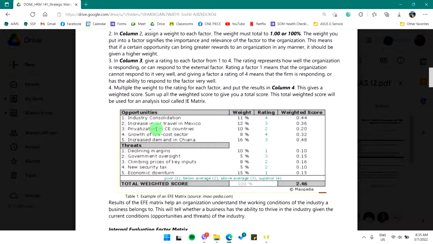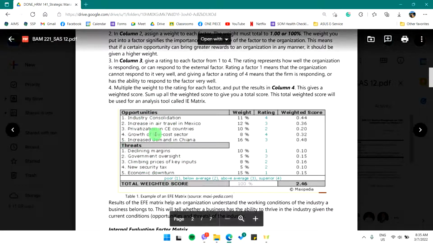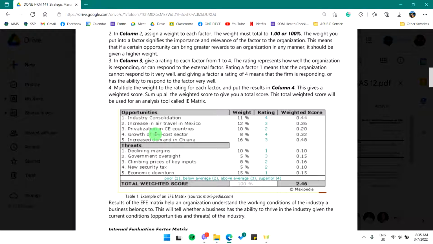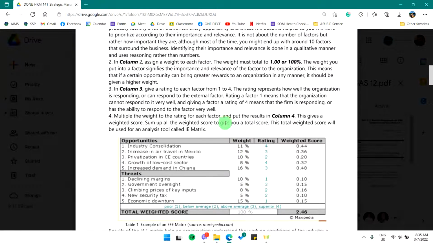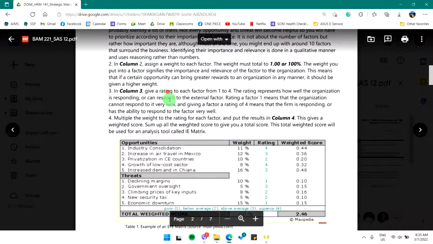So once we identify the opportunities and threats, pipiliin natin ngayon doon kung ano yung mga key factors na tingin natin makakapag-contribute ng malaki o makaka-apekto ng malaki para sa ating kumpanya. So, yun yung first column natin. Dito nakalagay yung key factors natin, our opportunities and threats. Next, punta tayo ngayon sa column number 2. Ito actually step 2 natin sa column number 2, wherein we have to assign a weight to each factor.